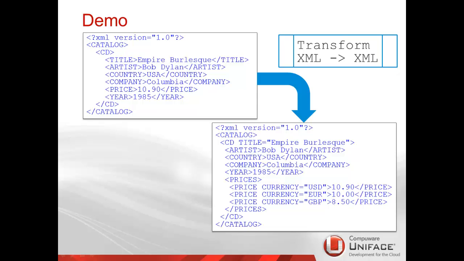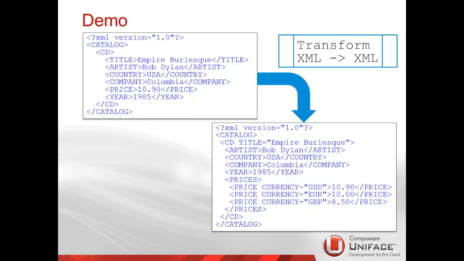In the next demo, I would like to show you how we can transform an XML stream. For this, we'll use a CD catalog. You can see here on the screen one of the records from this CD catalog. And what we are going to do is convert this XML into the XML we can see on the lower right. How are we going to do this?